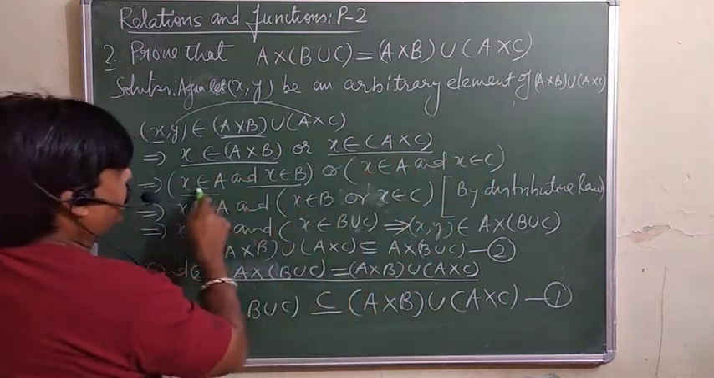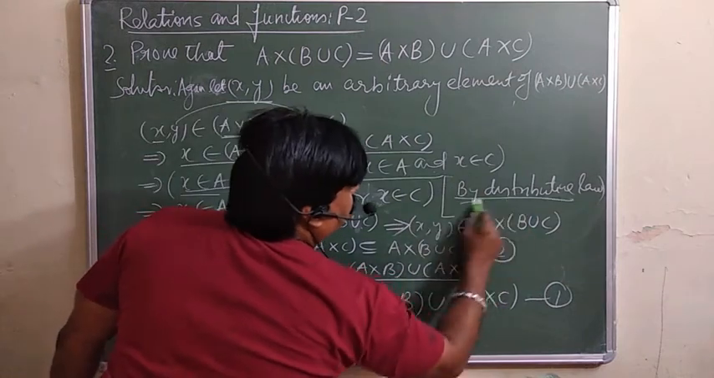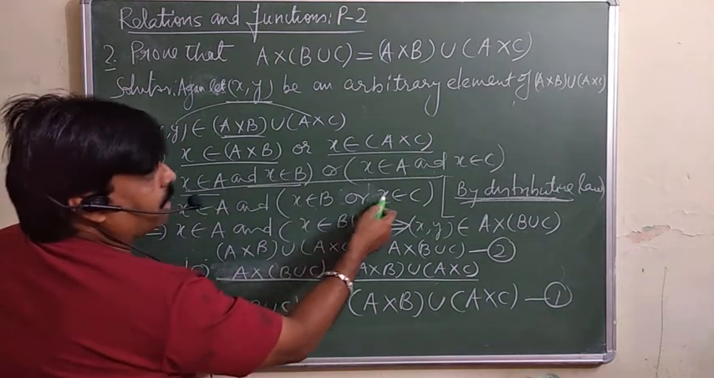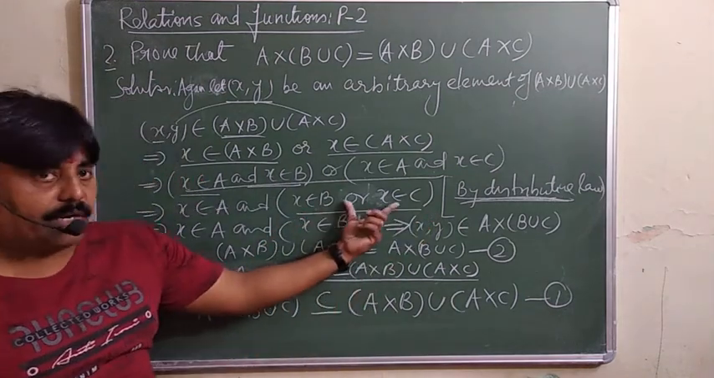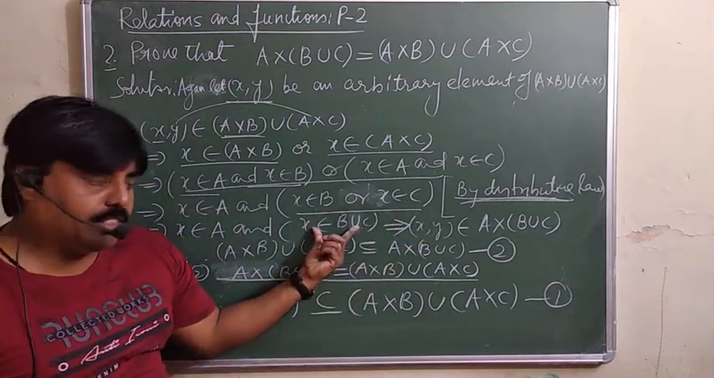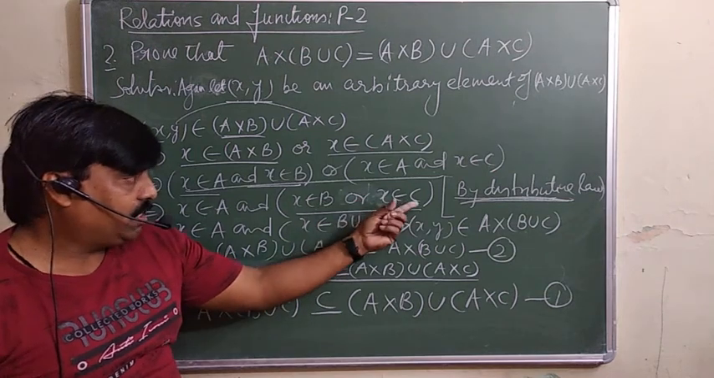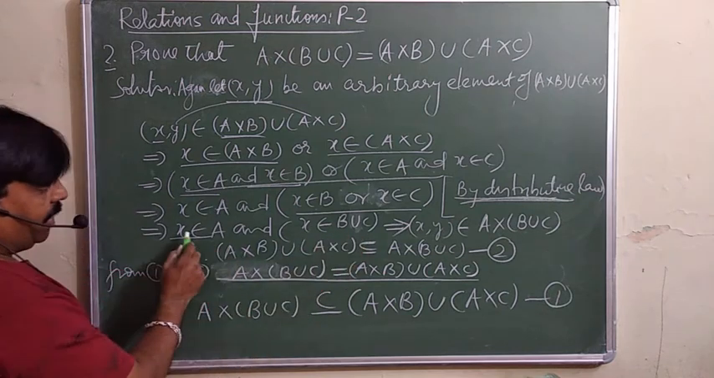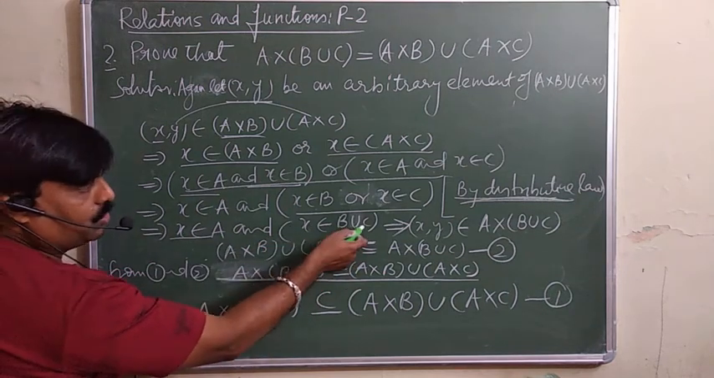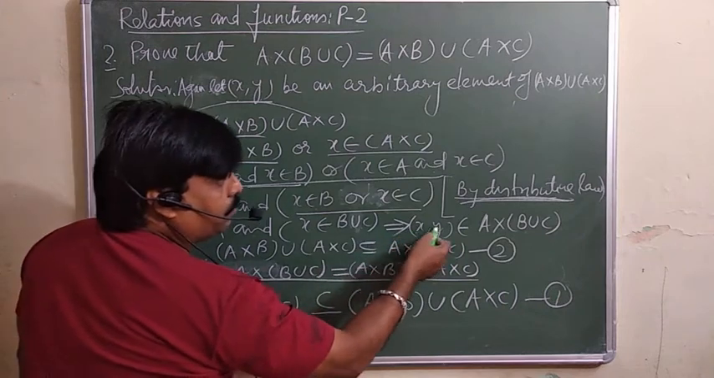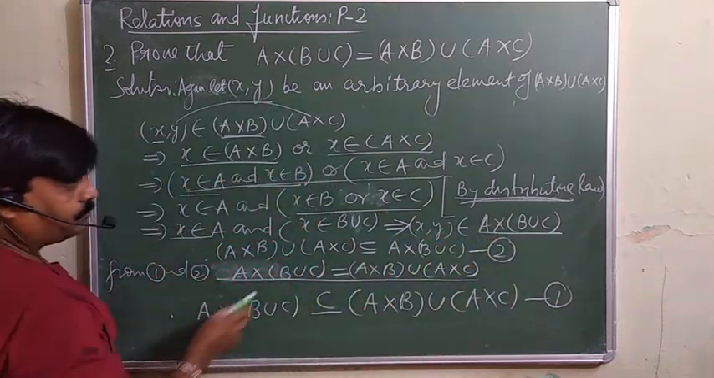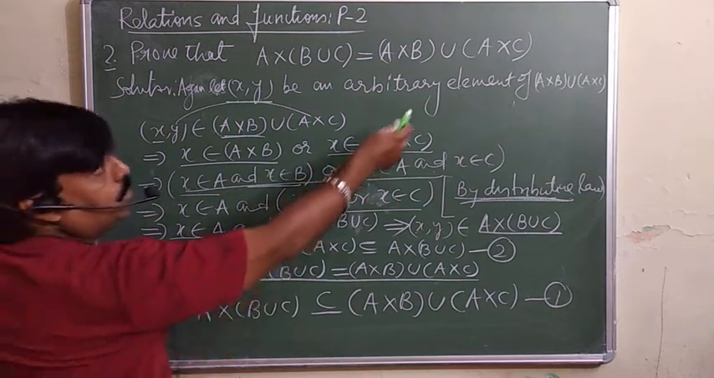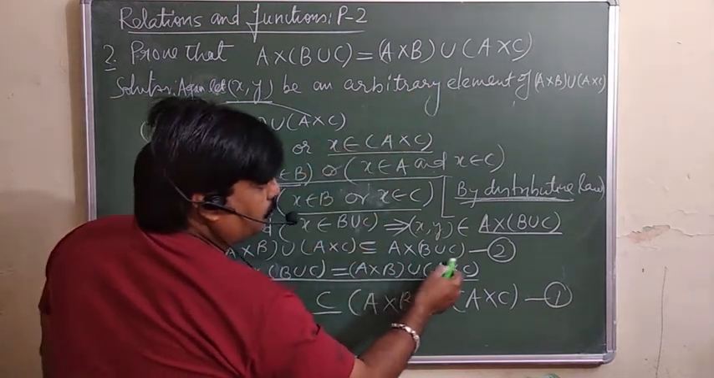So now you can apply the distributive property here. Distributive law is there only. So x belongs to A and x belongs to B or x belongs to C. So x belongs to B or x belongs to C means x belongs to B union C. That means it is in B or in C, so it will be in B union C. So x belongs to A and x belongs to B union C. Now x is in A and x is in B union C, so what will xy be? That ordered pair will be in A cross B union C. So what you are getting? Therefore, you can say A cross B union A cross C is the subset of A cross B union C.